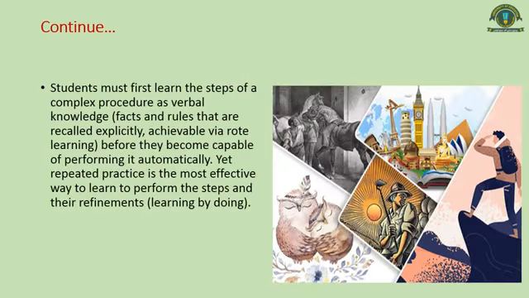Students must first learn the steps of complex procedures as verbal knowledge before they become capable of performing them automatically. Referring to job aids can help students through the initial stage by letting them practice complex procedures without committing large amounts of data to memory. When they have performed the procedure many times, the data begins to acquire meaning, making it easier to remember. In other words, the memorization can take place when it is most effective.